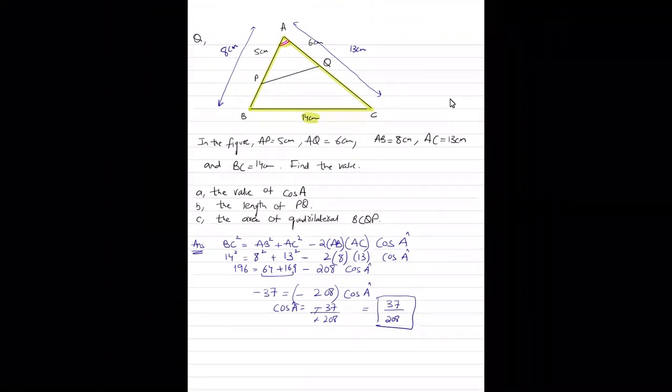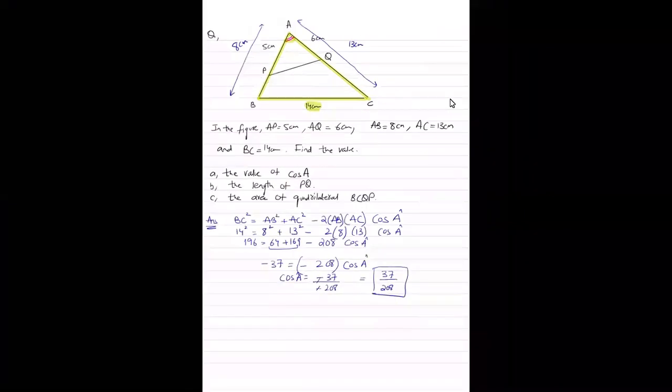To find PQ, which triangle am I going to consider? Triangle APQ, right. So I'm going to consider triangle APQ. And which rule should I apply? I have the length of AP, I have the length of AQ, I do have cosine of angle A as well. So I have two sides and an included angle. Would you agree that I should apply cosine rule to find the length of PQ? Yes. So PQ square is going to be equal to AP square plus AQ square minus 2 times AP times AQ cos of angle A.